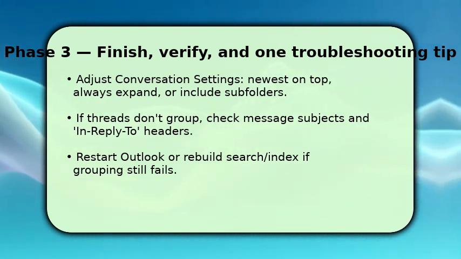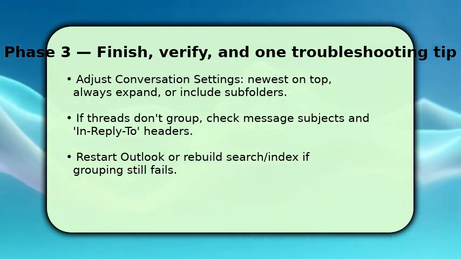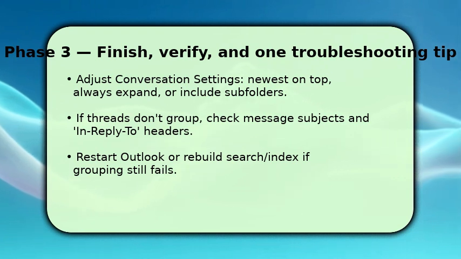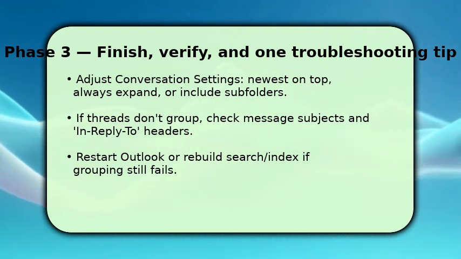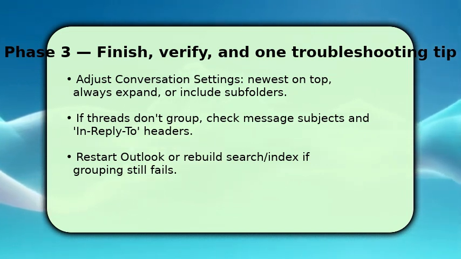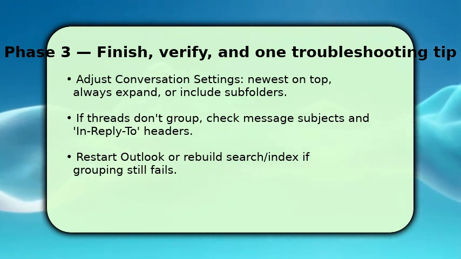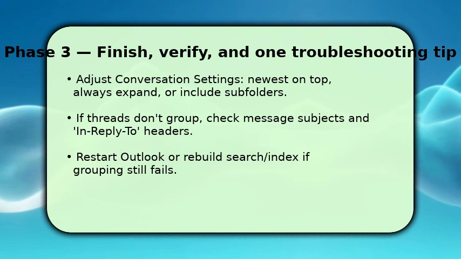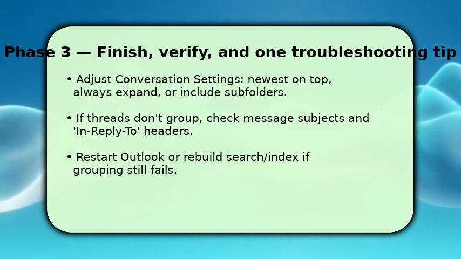If threads fail to group, inspect the messages. Conversations rely on subject lines and in reply to headers, so edited subjects break grouping. Make sure replies keep the original subject. If problems persist, restart Outlook, then rebuild the search index or run Office Repair. These steps resolve corrupted view settings.